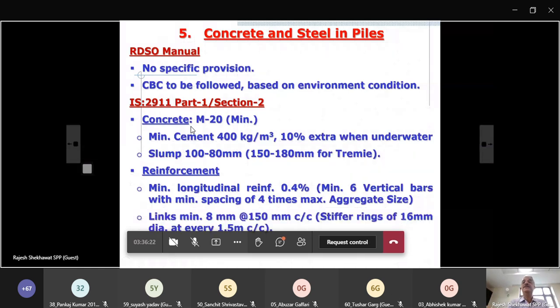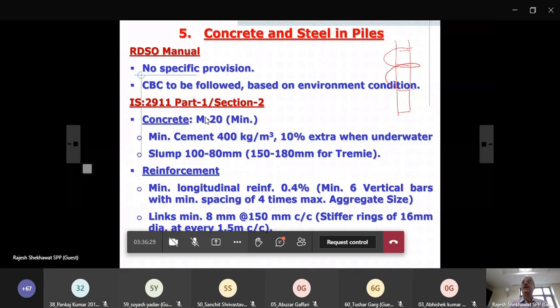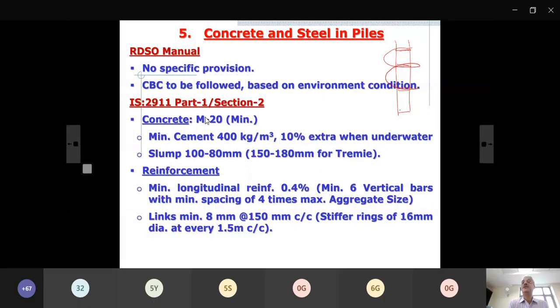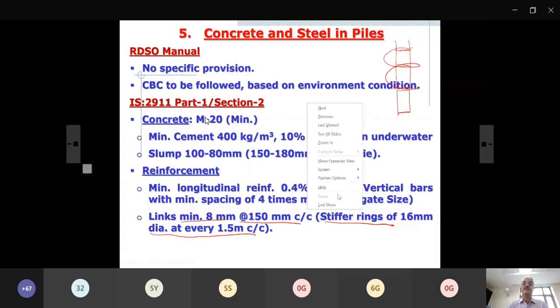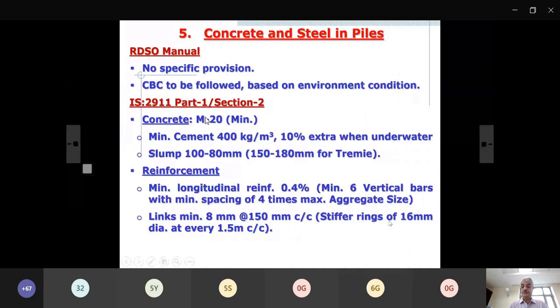And then links. If you see this, normally you provide ties or links like this. It can be a continuous spiral wire, but normally you put these links or ties at different spacing. So there should be minimum 8 mm dia at 150 mm center to center, and then stiffener rings of 16 mm dia at every 1.5 meters. So at 150 spacing, every 10th ring will be a ring of double the dia, stiffener rings. And minimum cover 50 mm.